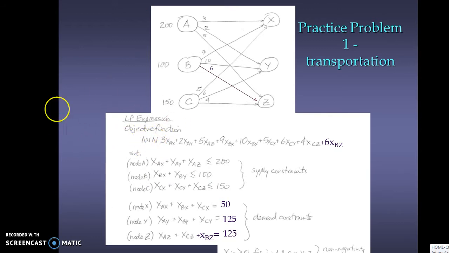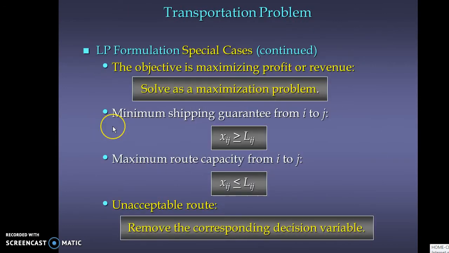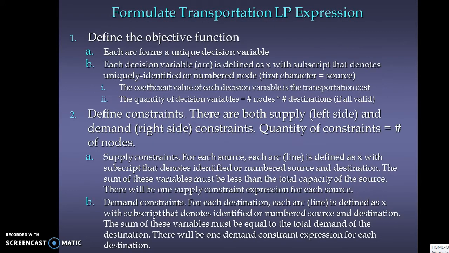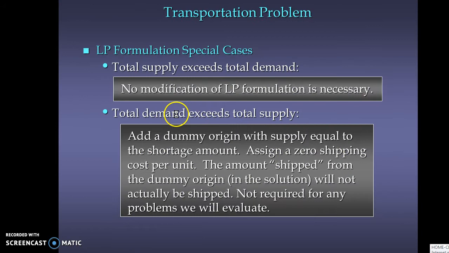So the LP expression is given here, but let us take you through first the instructions. I told you previously that you're going to want to have this available to you. Maybe you print it, have it somewhere you can reference it. So each arc becomes a unique decision variable, and each of those is identified as an X with a subscript that shows the source and destination. Coefficient of each is the transportation cost. So let's see what that looks like.